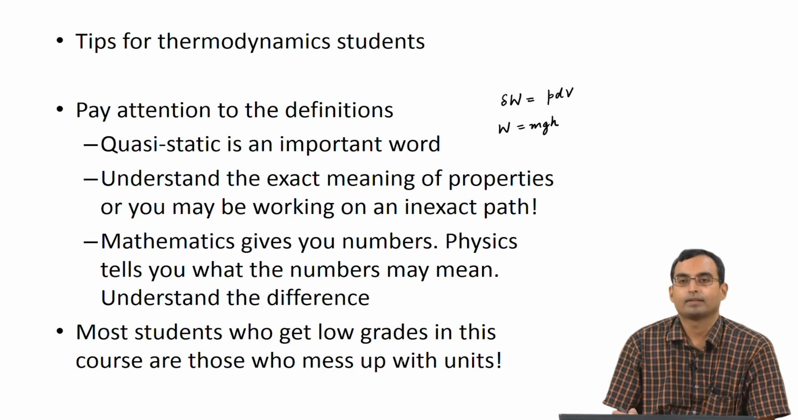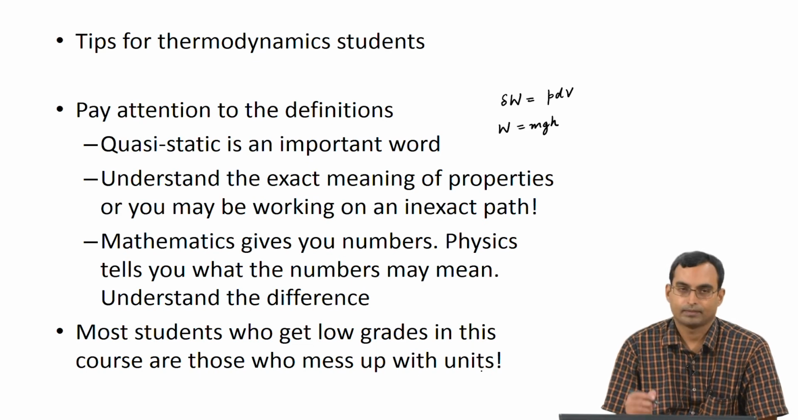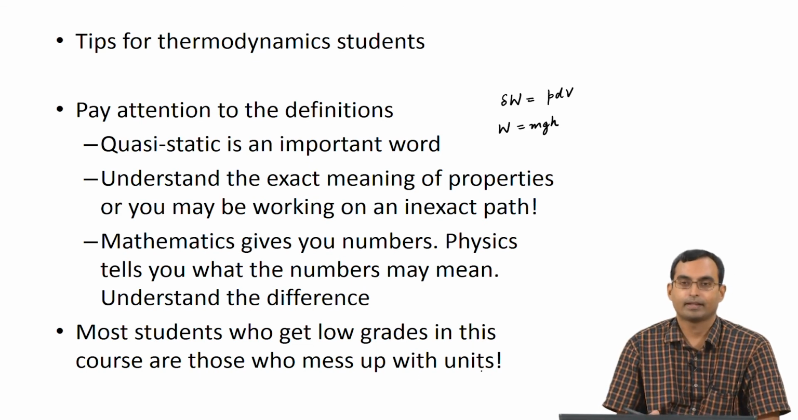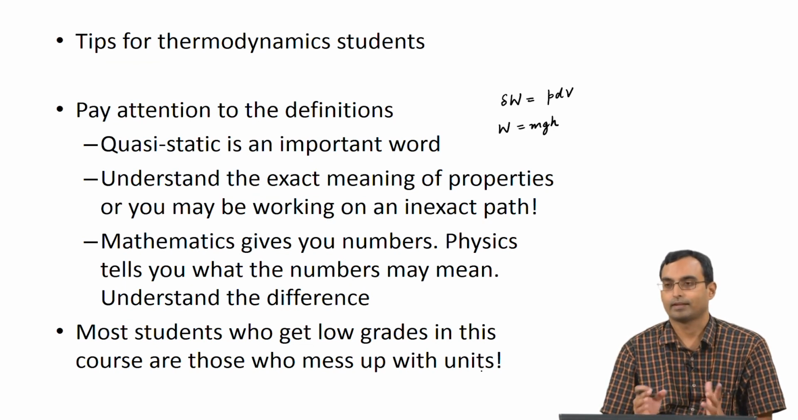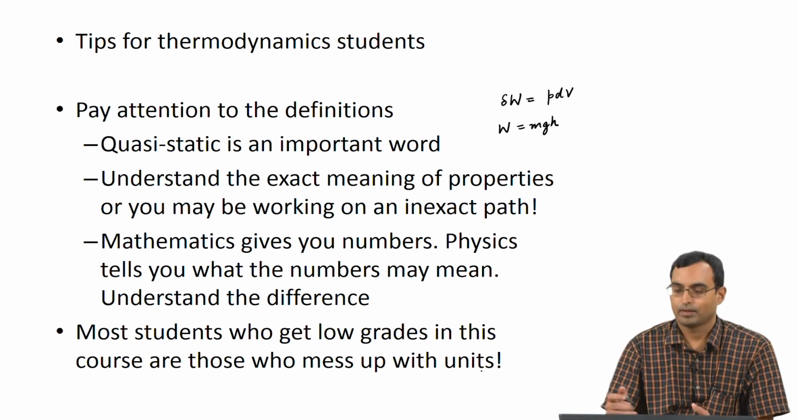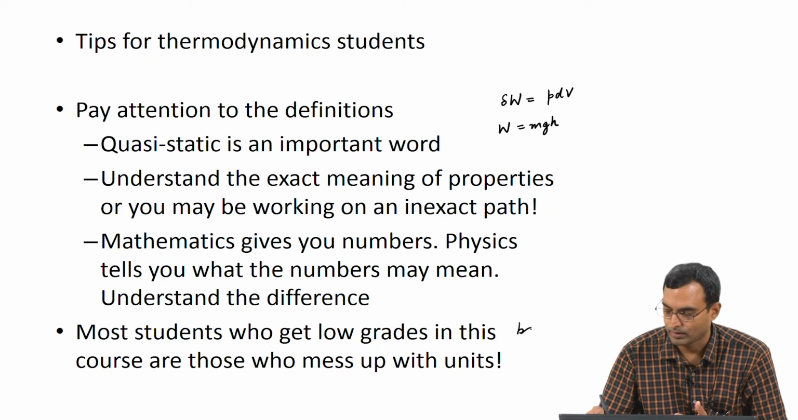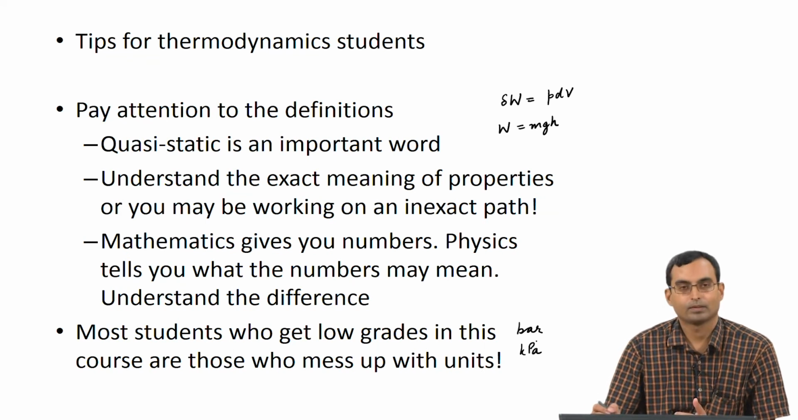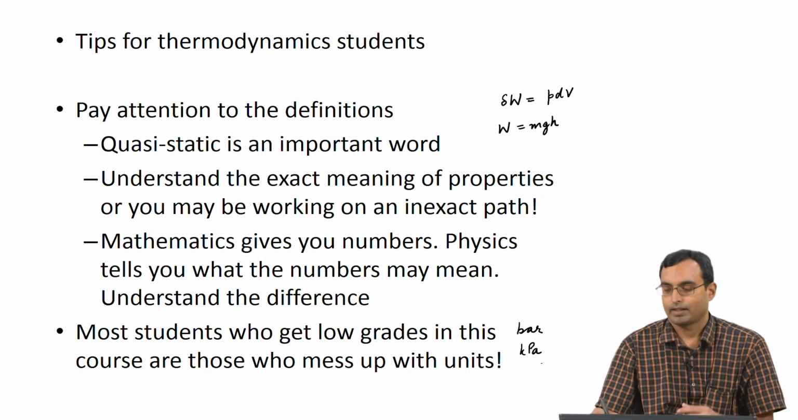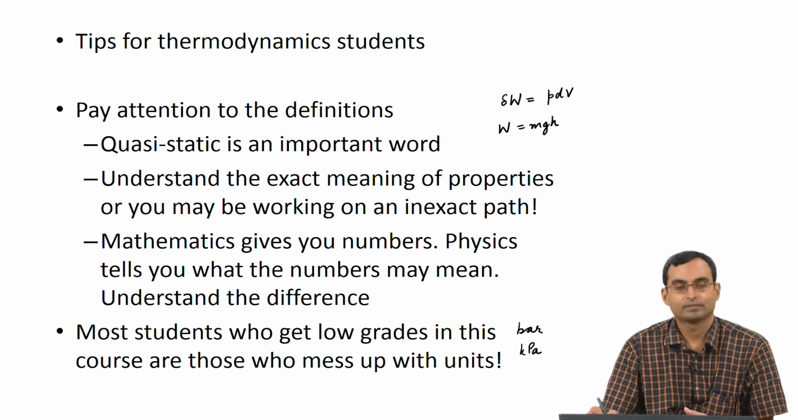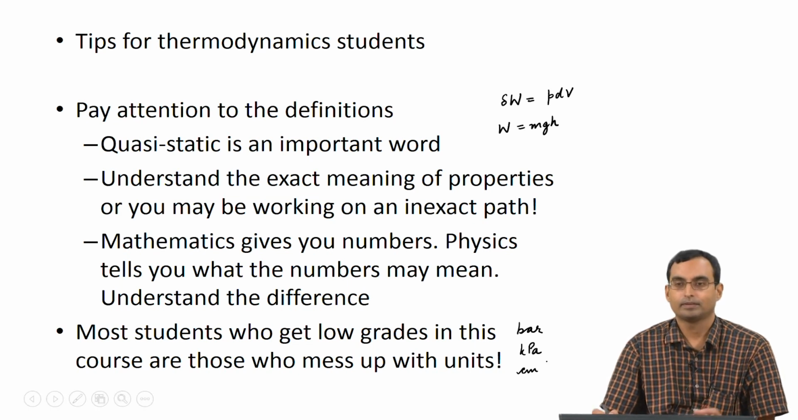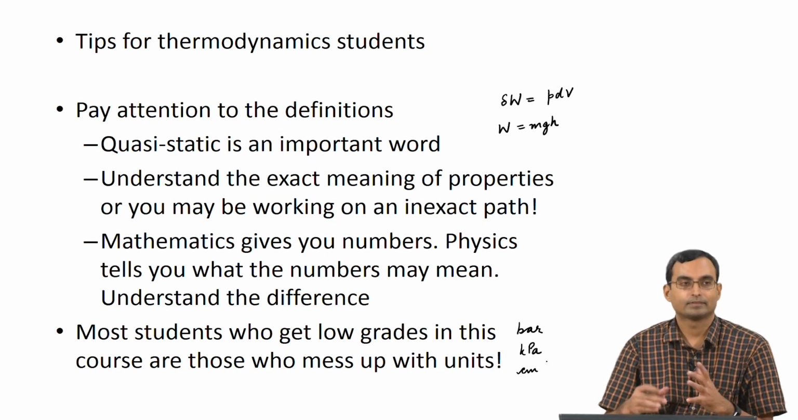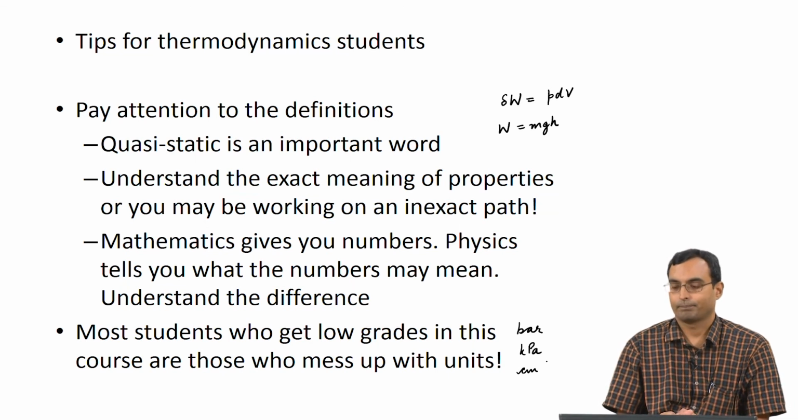People who get low grades usually are the ones who mess up the units. So, what I usually recommend is that you always convert to SI units, do all your calculations and convert them back, because we are going to use units, for example, like the bar quite often. We are going to use kilopascals, kilowatts and so on. Some of them are 10 to the power 3, some of them are 10 to the power 5. We are going to use centimeter, which is 10 to the power minus 2 meter and so on. So, if we are not very careful, we can get pretty badly mixed up.